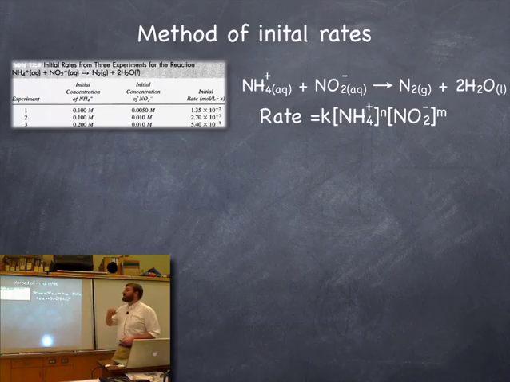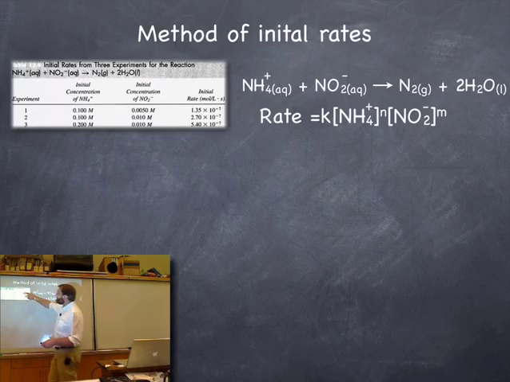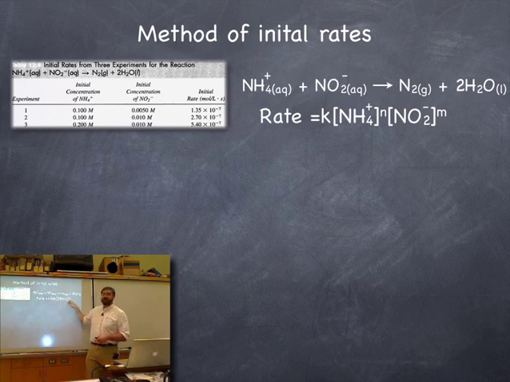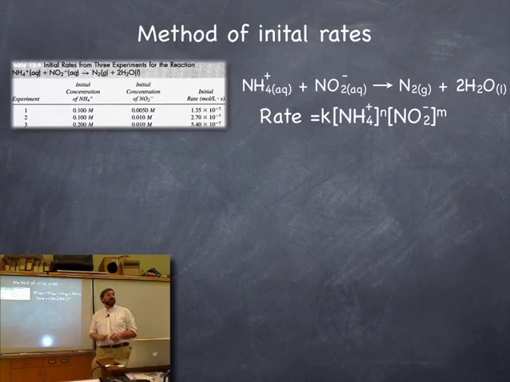So, we want to go through here and I want to look and say, hey, look, in trial 1 and trial 2, the concentration of the ammonia is the exact same. So if I set up a ratio between 2 of these equations, the ammonia value will drop out because it's going to be the exact same. And that's how I go through and do this.